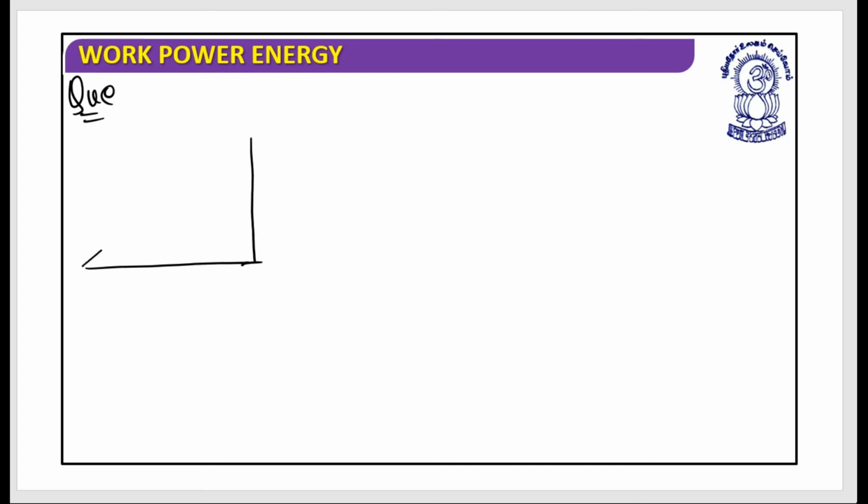Let's suppose this is a wedge and this is angle theta. A certain block A is there, having mass m. You are going to apply a force from here. This is H. The slant edge has not been given to us.